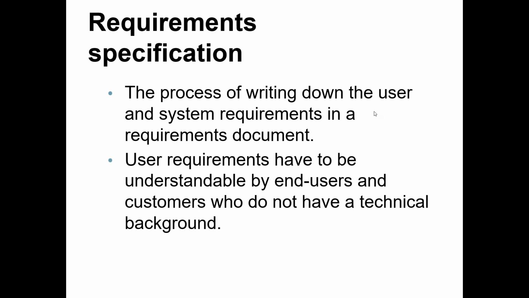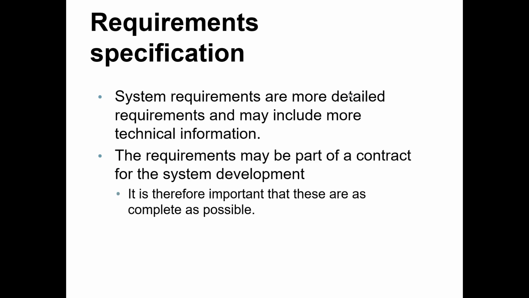Requirement specifications, as I said earlier on, are an expansion of the user requirements. It is the process of writing down the user and system requirements in a document. The user requirements have to be understandable by end users and customers who don't have a technical background. But the requirements specification now details it a little bit more. System requirements are more detailed and may include technical information. The requirements may be a part of the contract for the system development. It is therefore important that these are as complete as possible.